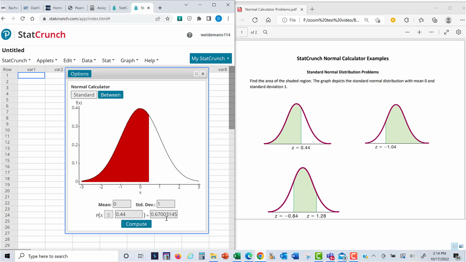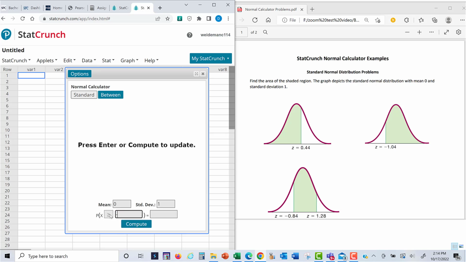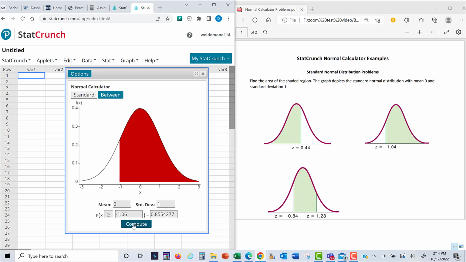Most of the time area probability is reported with 4 decimal places. The one here to the right, we want to switch over and get the area or probability to the right. So I'm going to change the direction here, make it greater than or equal to, and I've got negative, that's really important, negative 1.06, and then I click compute. And so the area to the right of a z-score of negative 1.04 is 0.8554.